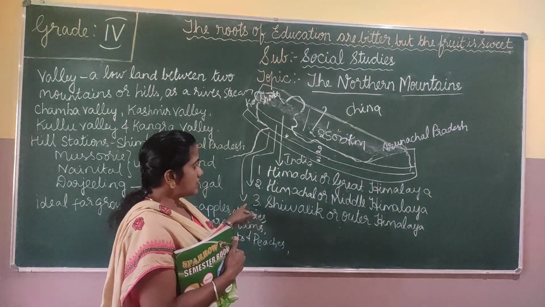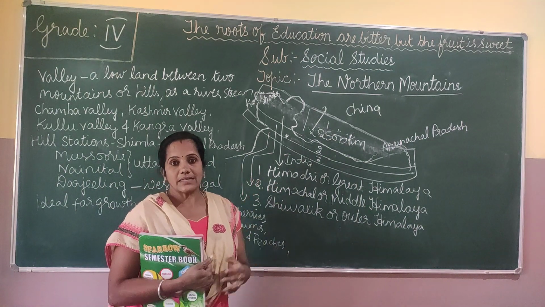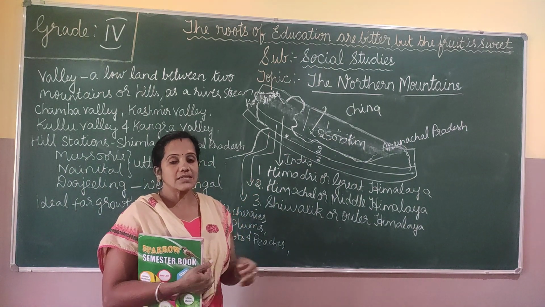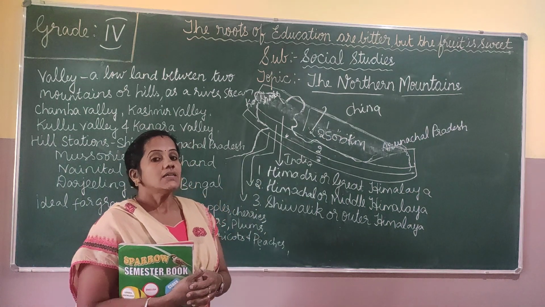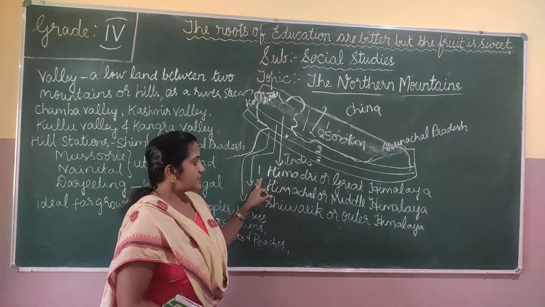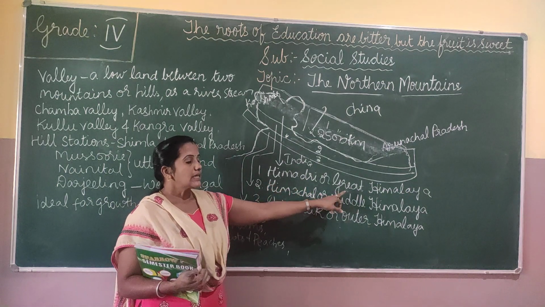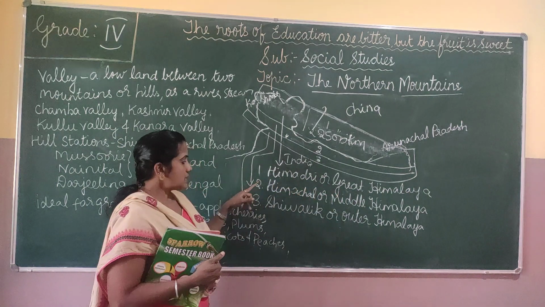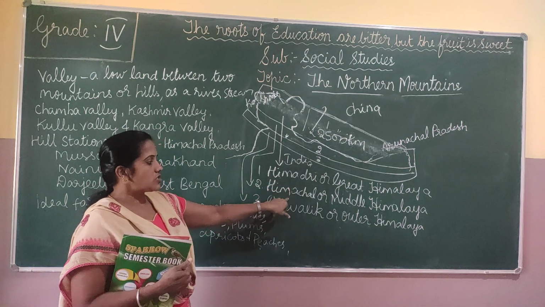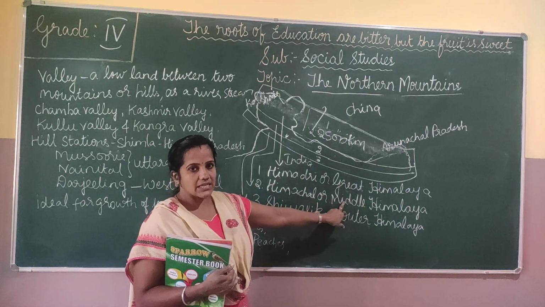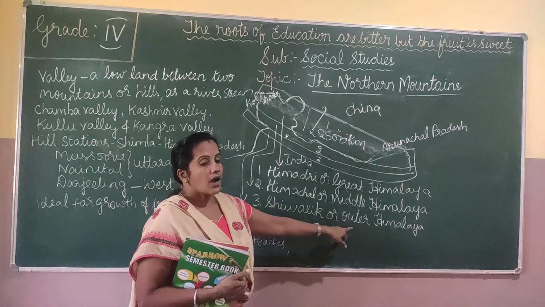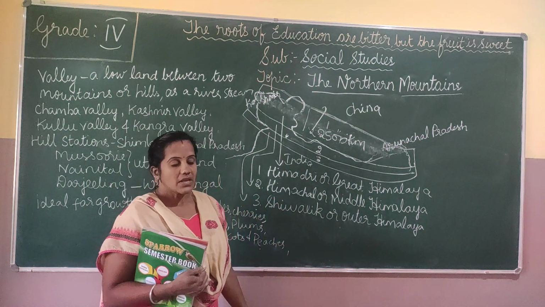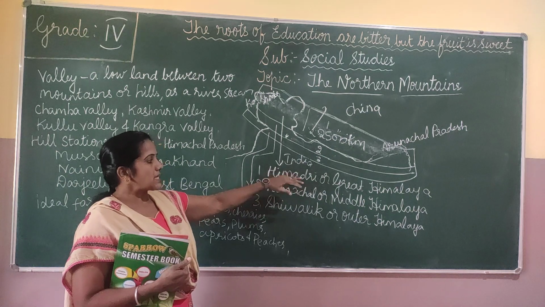We have already learned about the three parallel ranges of the Himalayas. Which were they? The first one was Himadri or Great Himalaya. The second one was Himachal or Middle Himalaya. And the third one is Shivalik or Outer Himalaya. We had already learned about Himadri.